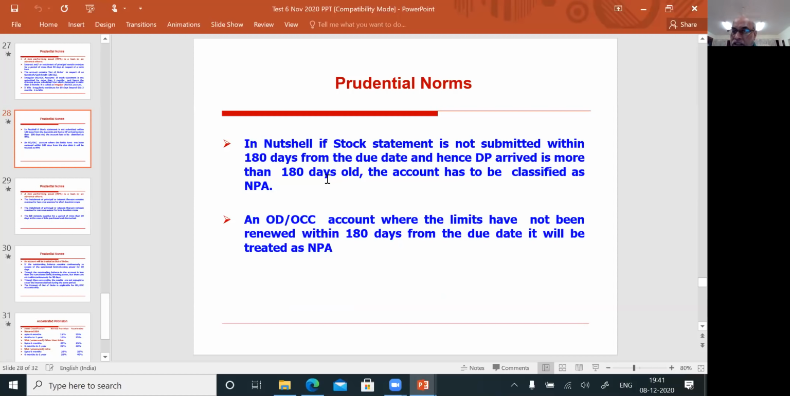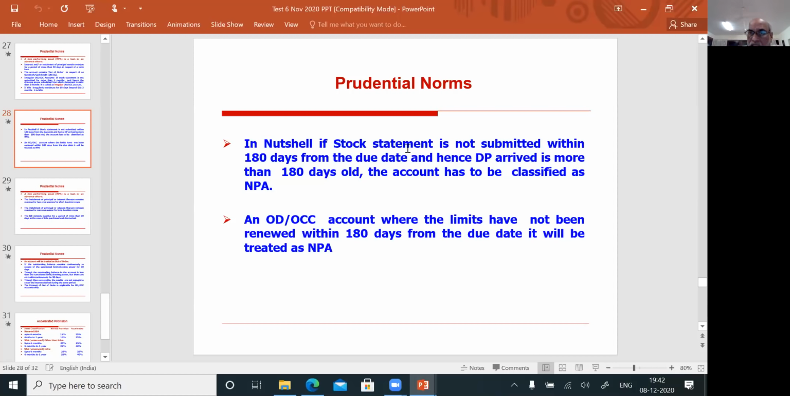180 days afterwards, the account will be classified as substandard. Okay, 180 days onwards, our substandard starts. 9 months means it is 3 months substandard account, because already 180 days is over. From 181 days, it will be classified as NPA. 9 months means that is another 3 months. That means it is a substandard asset. What is the age of the substandard asset? It is 3 months. So you should tick the answer substandard asset.